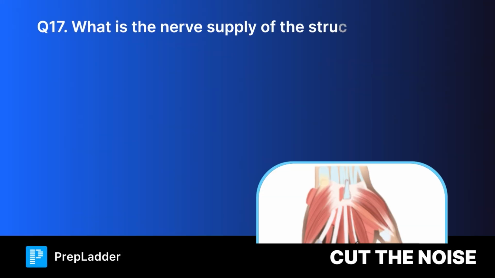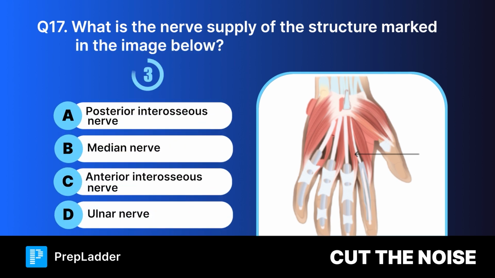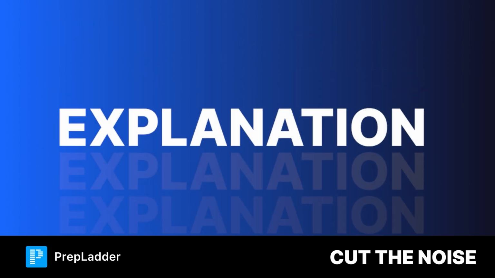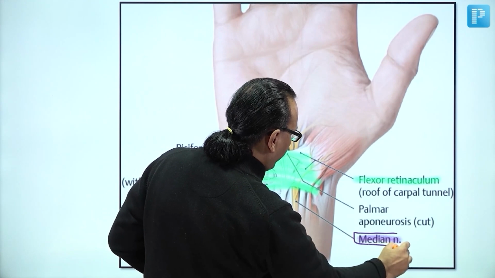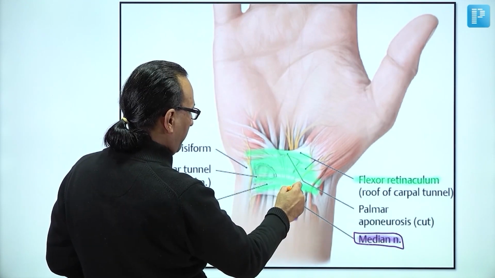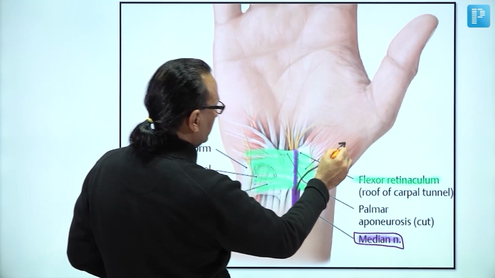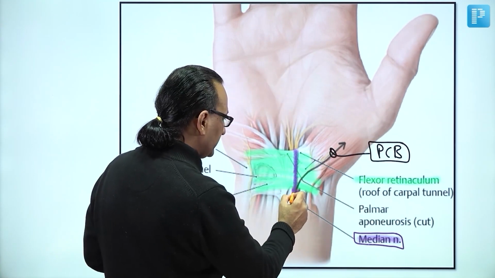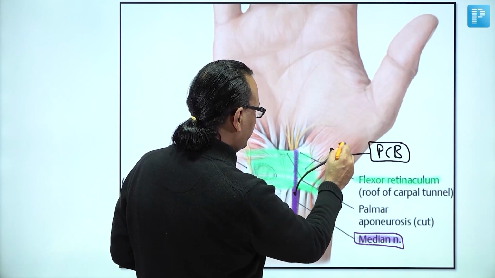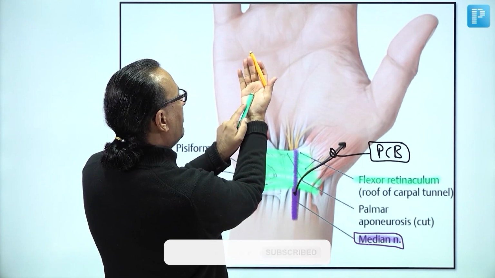Question 17. What is the nerve supply of the structure marked in the image below? Your options are, and the correct answer is median nerve. Here's the explanation. Following the median nerve, we have observed that this nerve is going to pass deep to the flexor retinaculum. But before it does that, it has given a branch called the palmar cutaneous branch. This palmar cutaneous branch, which is given before the nerve goes deep to the flexor retinaculum, is the one which supplies skin on the lateral aspect of the palm.